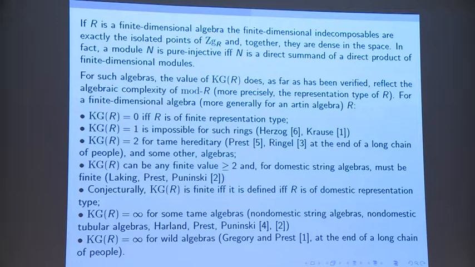Then what about the value of the Krull-Gabriel dimension of the ring? I guess Geigle, I should have listed him somewhere here, was the first person to look at this dimension for finite dimensional algebras.